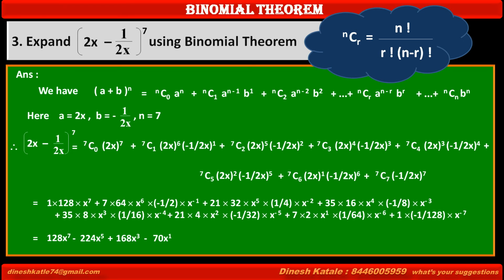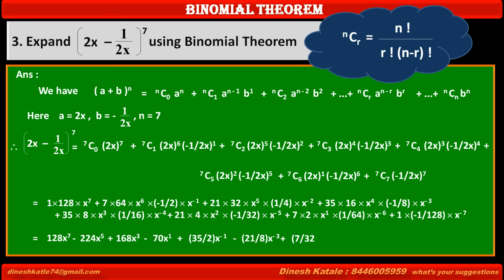Fourth term is 35 into 16 into minus 1 upon 8 that is minus 70 x^(4-3) that is x^1. Fifth term is 35 into 8 into 1 upon 16 that is 35 upon 2 x^(3-4) that is x^-1. Sixth term is 21 into 4 into minus 1 upon 32 that is minus 21 upon 8 x^(2-5) that is x^-3.